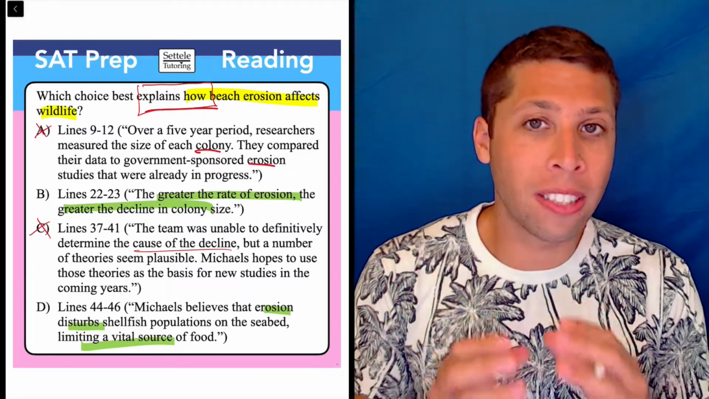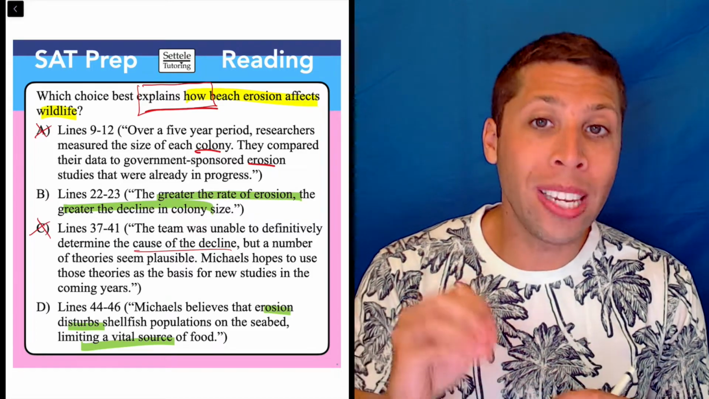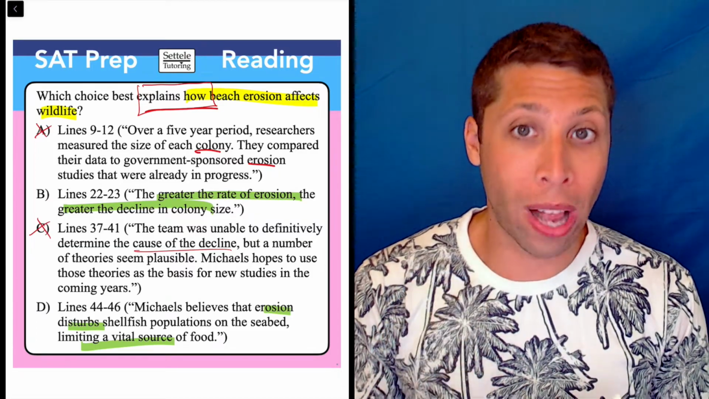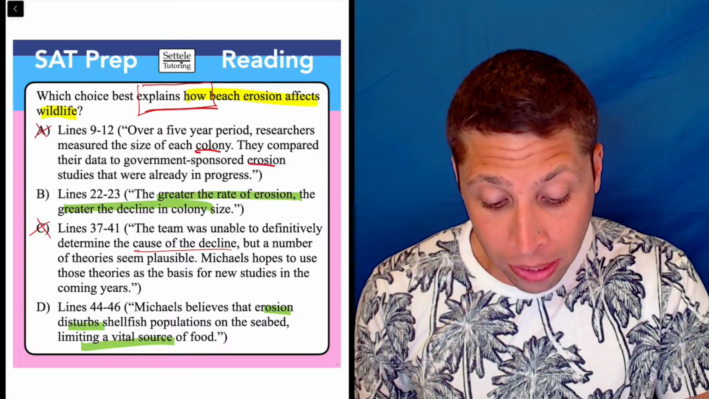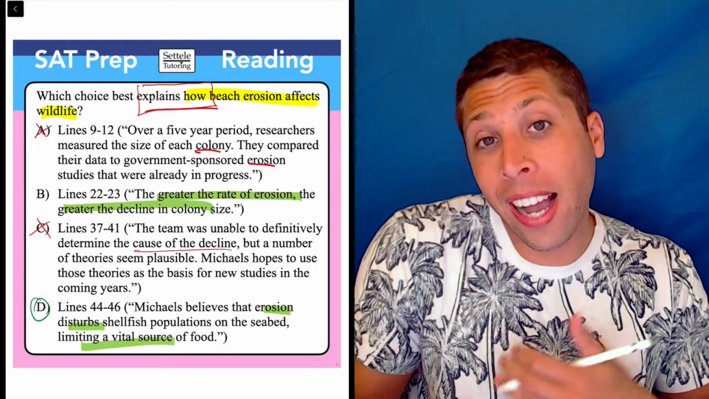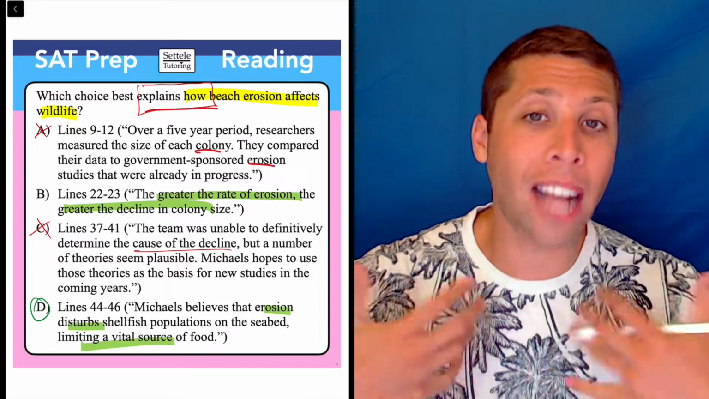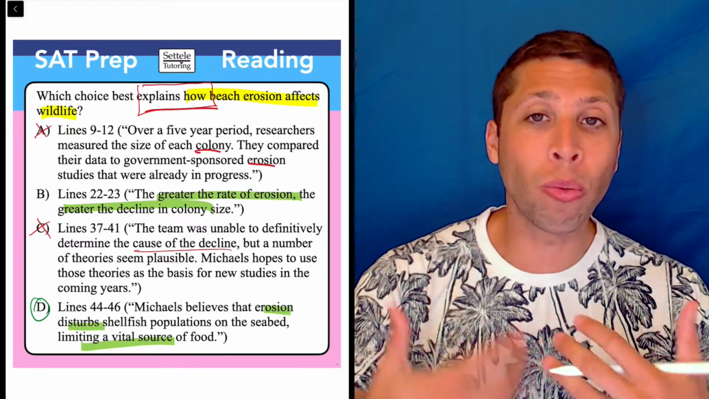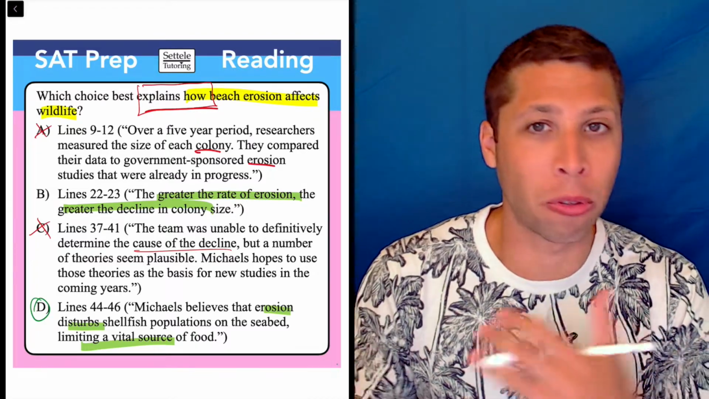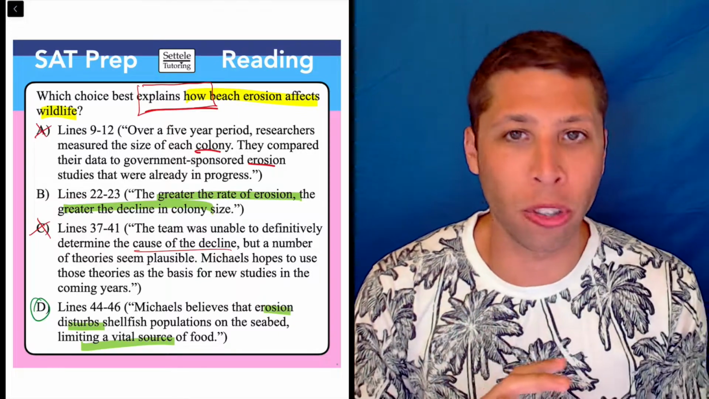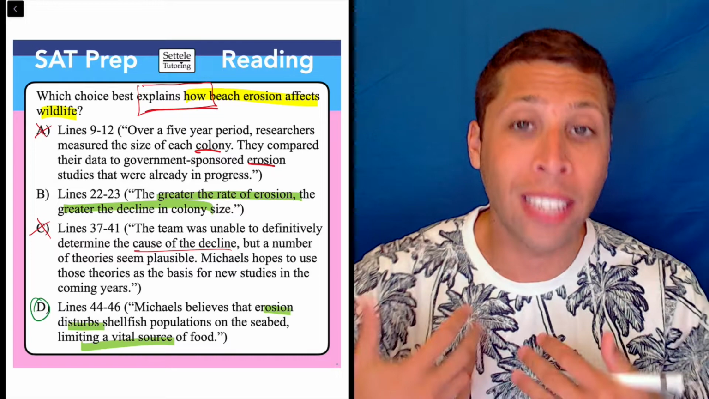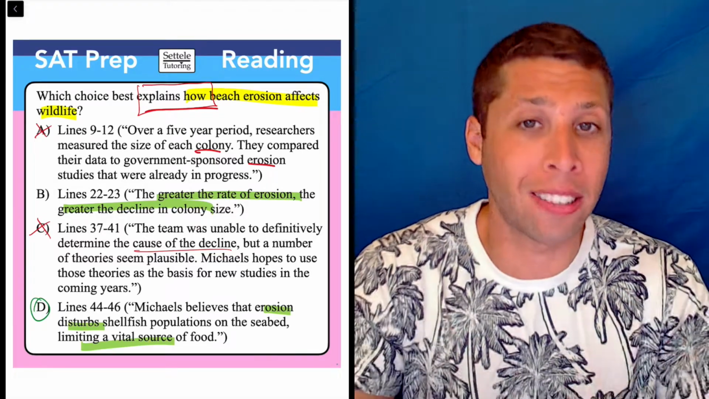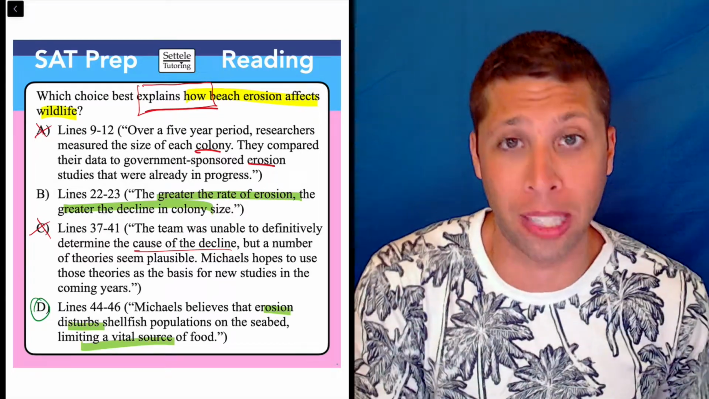So this is a good example of why we need to pay really close attention to the question itself. It's asking us for the explanation. D is an explanation. B is kind of hinting at it, but it's not actually coming out and saying it. And so it's reasonable to think that there is some sort of connection between the erosion and the decline in the colony size, but D actually does what the question wants and gets deeper into why that decline might be there, what the explanation could be.